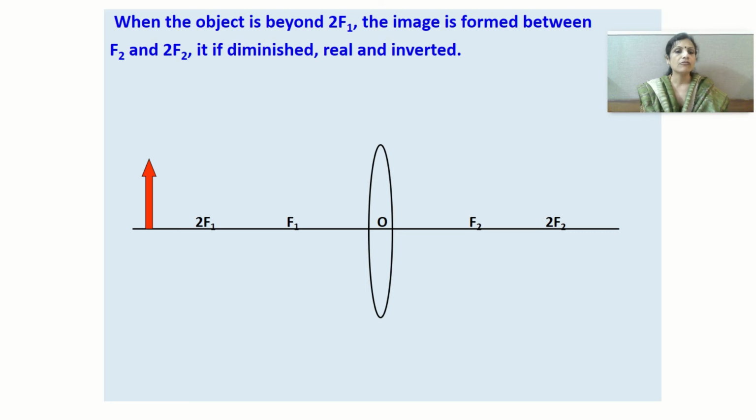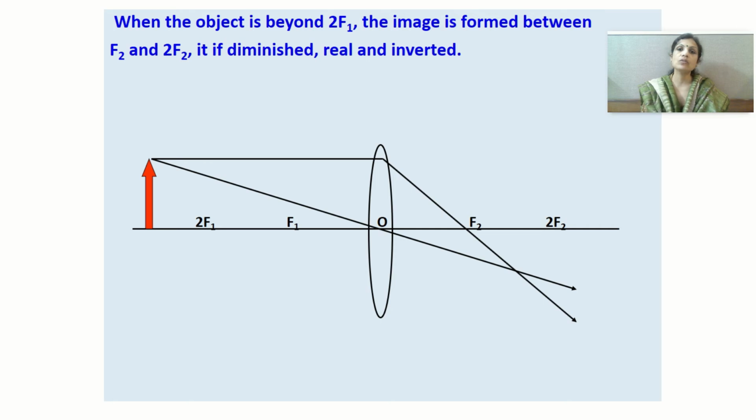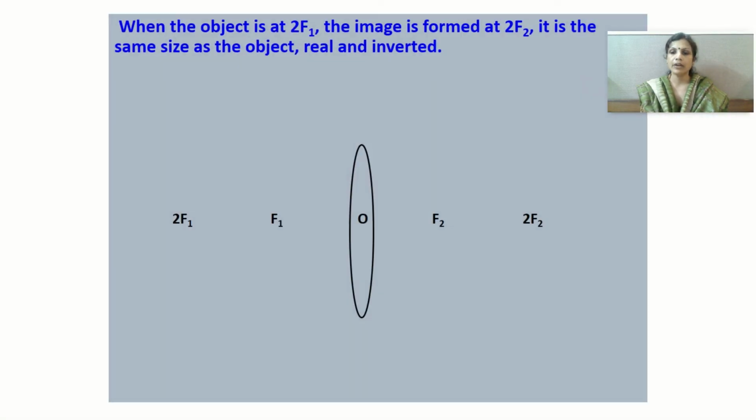Let's apply the rules. First ray parallel to principal axis, after refraction passes through focus F2. Second ray, the ray which passes through optical center and goes undeviated. These two rays meet at one point and there is a place where the image is formed. Look at this. So the image is formed between F2 and 2F2. The image is diminished, it is real and it is inverted. You can compare the size of the image with the object. Image is diminished.